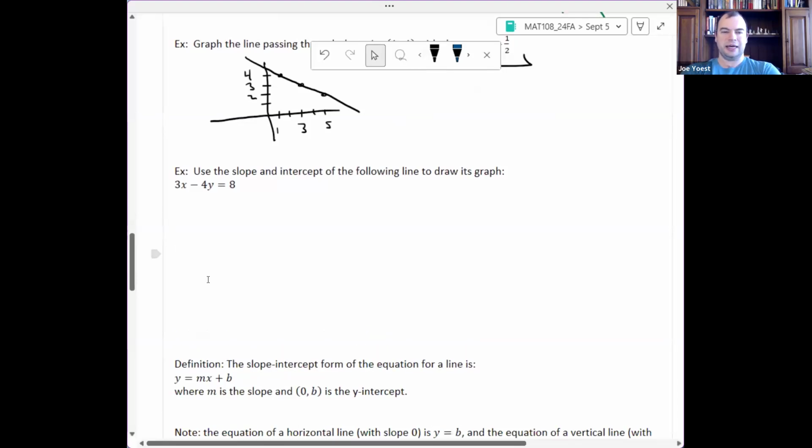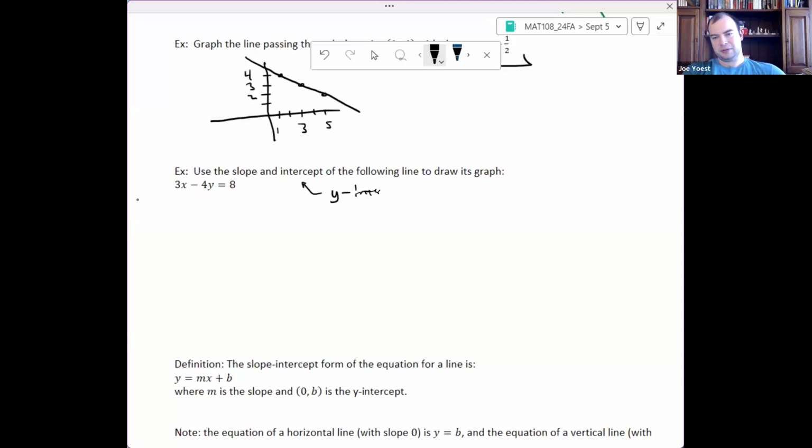So let's take a look at this equation of a line, figure out what is the slope and what is the intercept, and draw a graph. And when we just say the intercept, typically we mean the y-intercept in this context, in the context of graphing lines. If we want to say the x-intercept, we'll typically be clear about that.